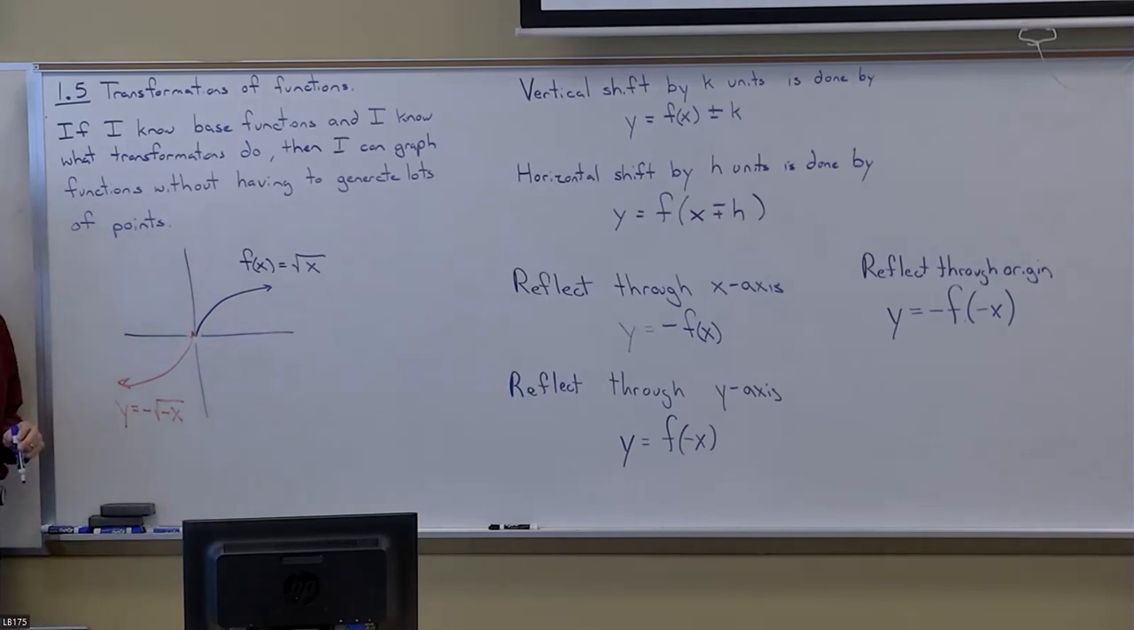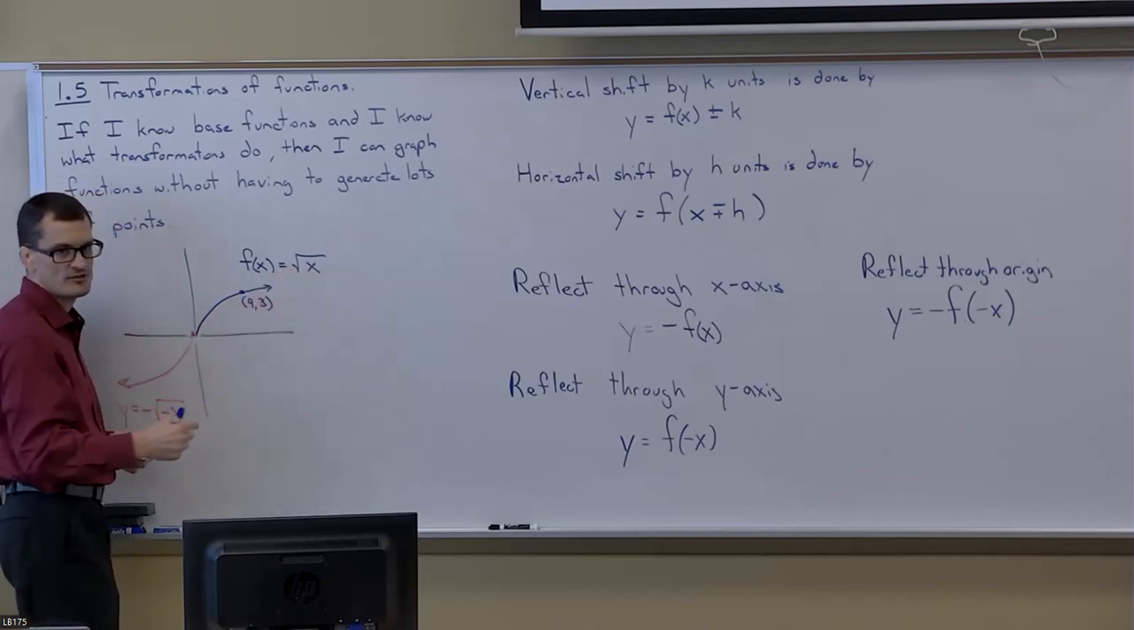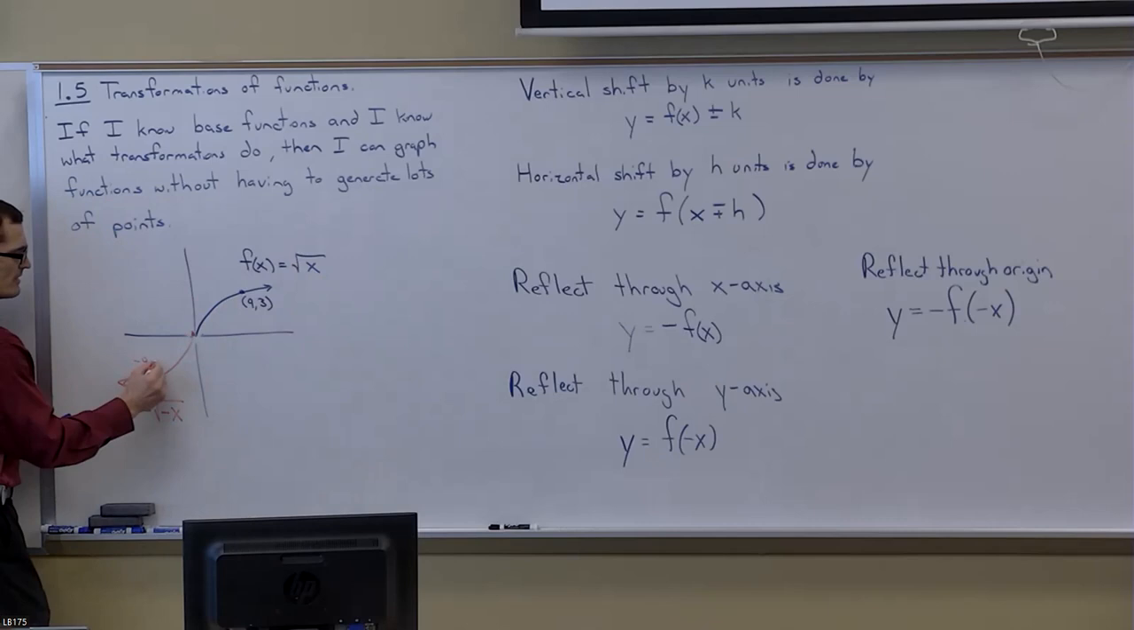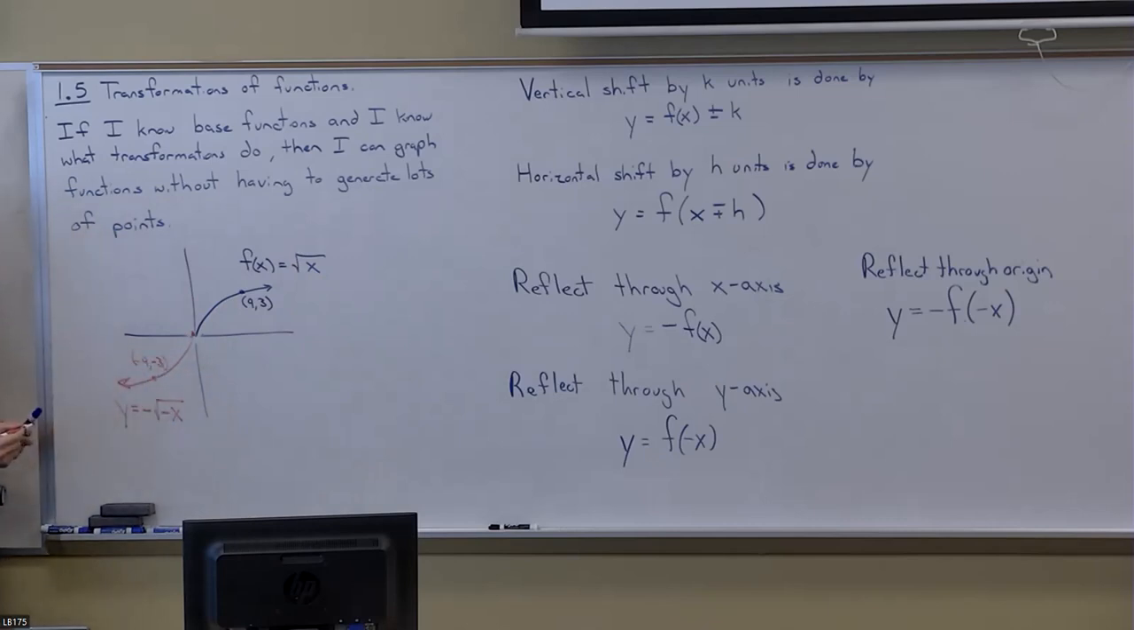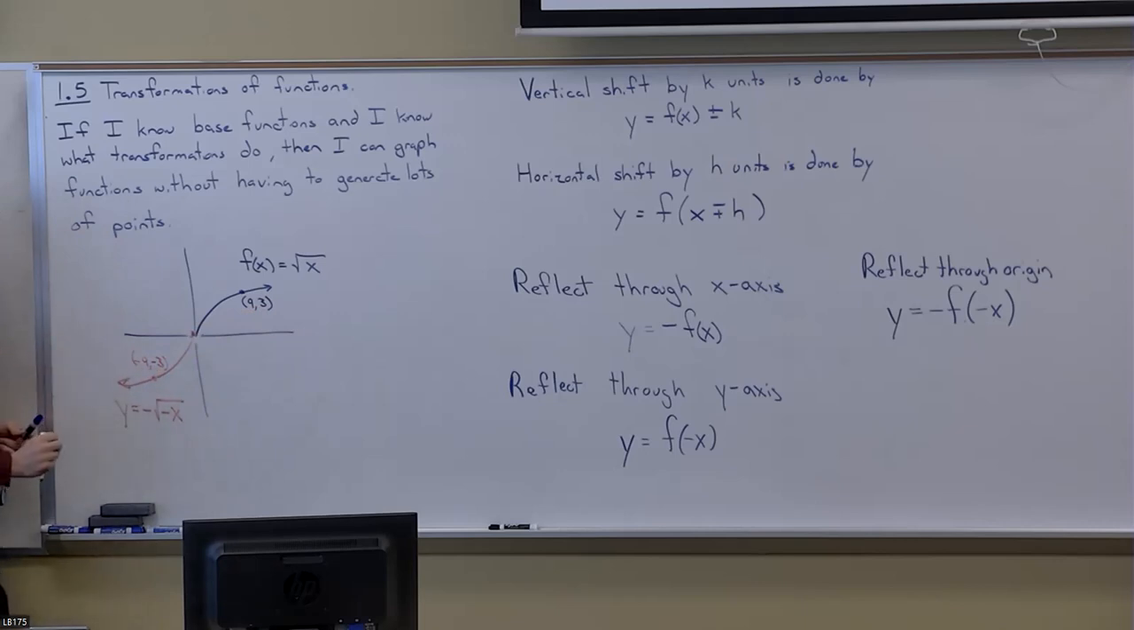The negative of the square root of negative x. And what happens is that every point over here, like for instance the point (9, 3), plug in a 9, square root of 9 is 3, would have given you a point over here, which is (-9, -3). That makes sense? So that's why it's called flipping through the origin. Every point over here has a corresponding point. So every point in my original function has a corresponding point in my new function where I negate the x value and negate the y value.